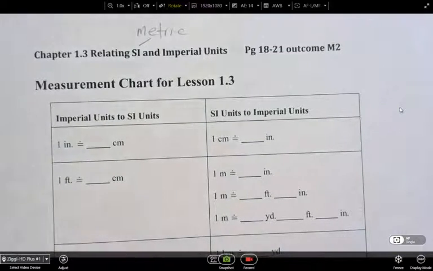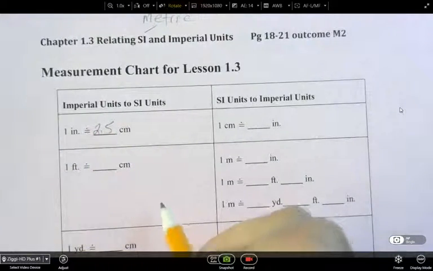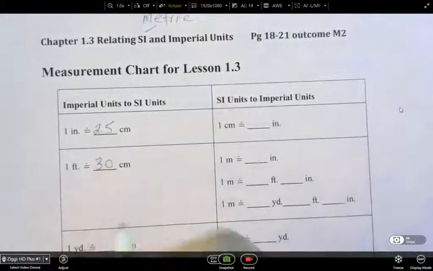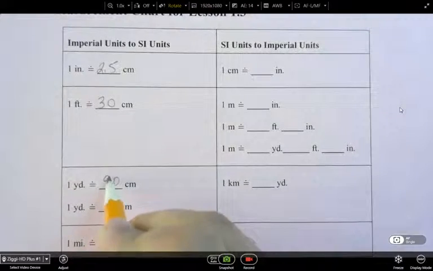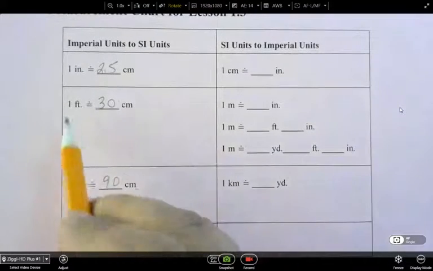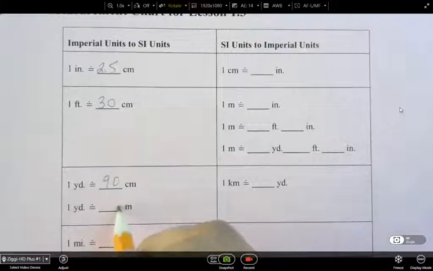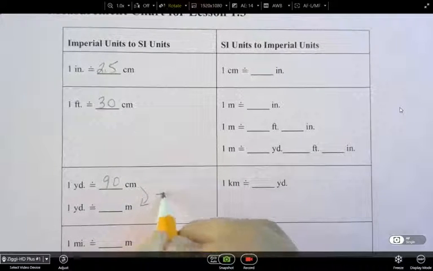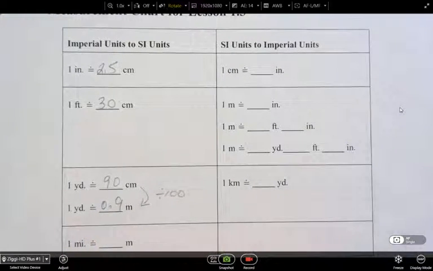So 1 inch is how many centimeters? 2.5 centimeters. 1 foot is approximately 30 centimeters. And 1 yard is approximately 90 centimeters. And that makes sense because 1 yard is 3 feet, so that's 3 times 30. And then 1 yard, how many meters is it? Well, how do I get from centimeters to meters? I can divide by 100, so I'll get 0.9 meters is approximately the same as 1 yard.